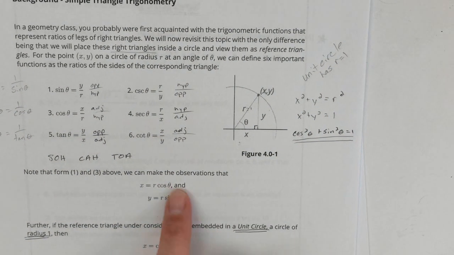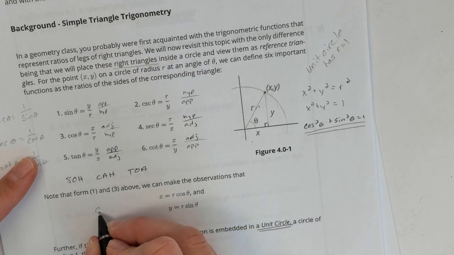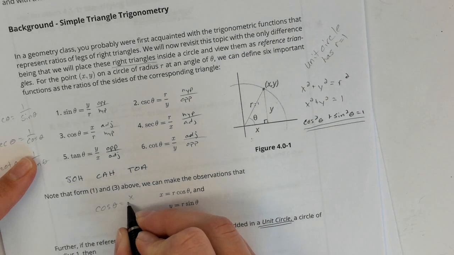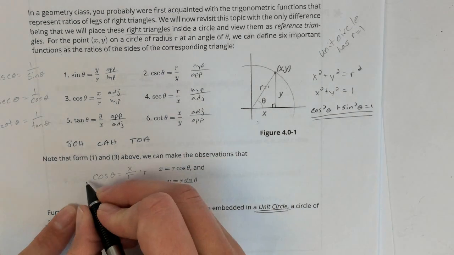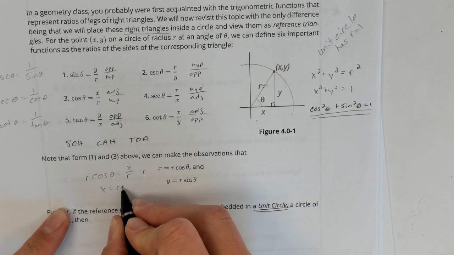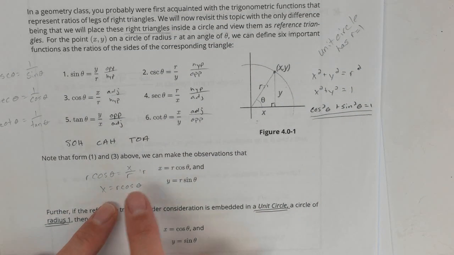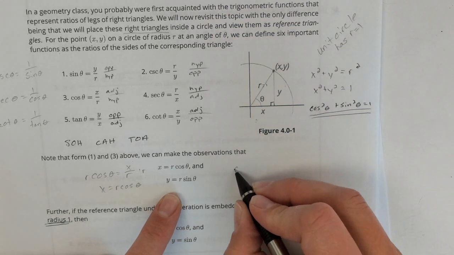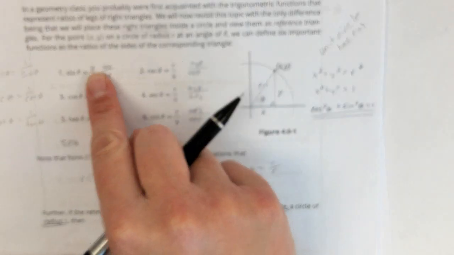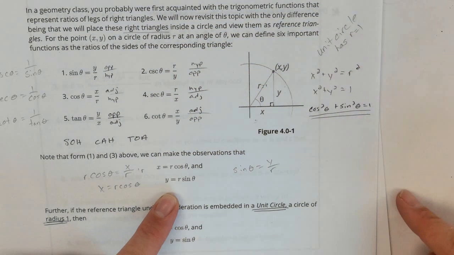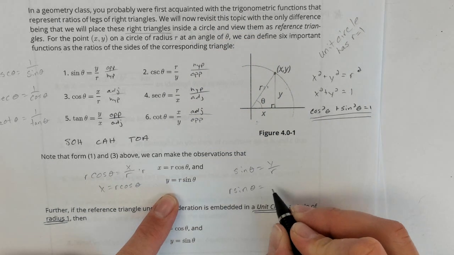Well, if you look right here, since the cosine of theta is equal to x over r, if I were to solve for x, I would multiply both sides by r. So that would mean x is equal to r times the cosine of theta. And then similarly, same sort of concept: if the sine of theta is equal to y over r, just by definition of a sine function as opposite over hypotenuse, then that would mean that r sine of theta is equal to y.